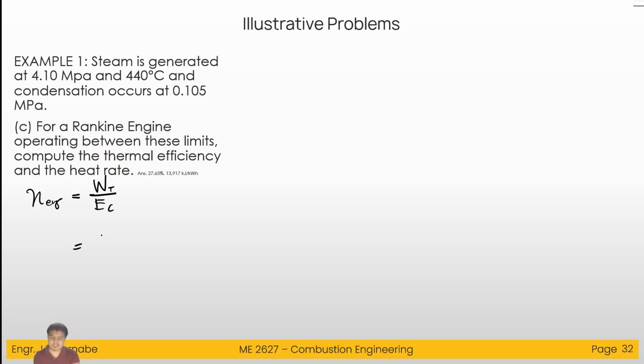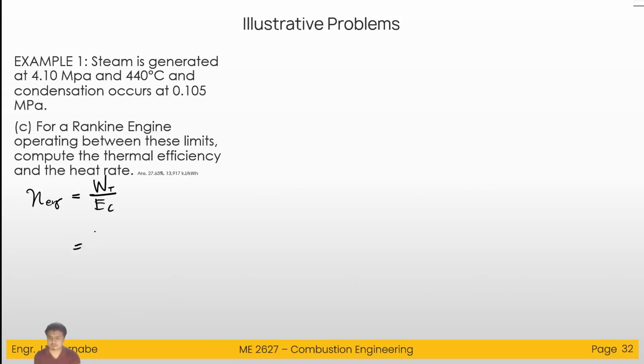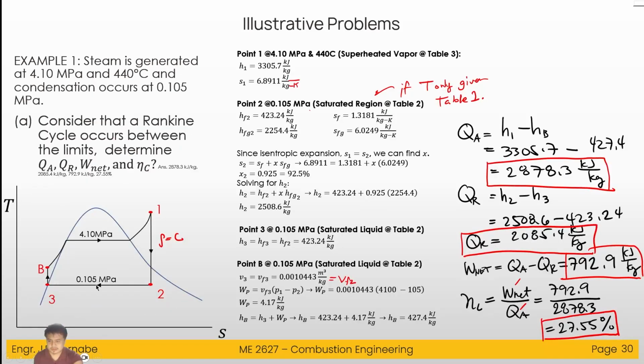So the work of the turbine is just H1 minus H2. Yes, H1 minus H2. And then this will be H2. So for this engine, to find the thermal efficiency of the engine, you can use this for engines. This will be H1, so H1 minus H2.